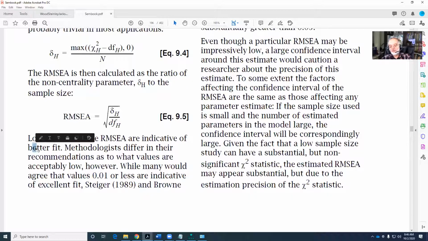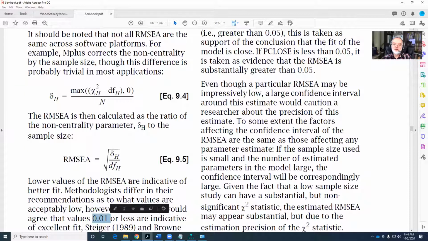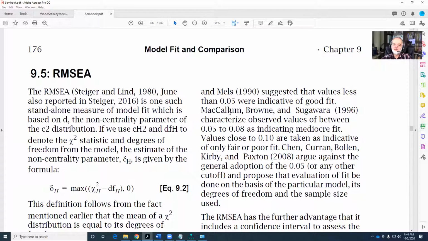And now we have a fight about, well, how low does it need to go? So some people like to look at values of 0.1 or less. Steiger and Brown suggested less than 0.05. And MacCallum, Browne, and Sugawara said 0.05 to 0.08. Everybody seems to agree that values of 0.1 are poor or fair fit. And Chen and others argued that you really need to look at the particular model you're looking at.